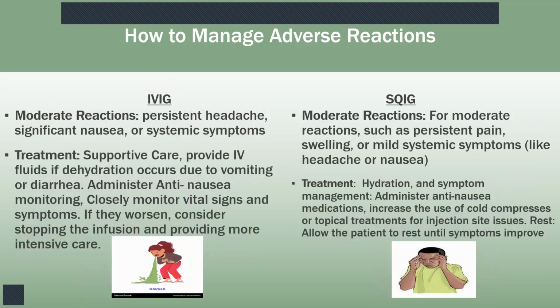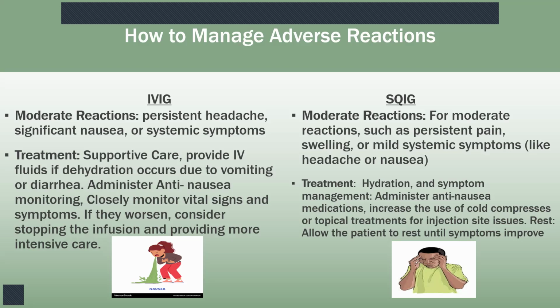And more of your moderate reactions with IVIG is persistent headaches, significant nausea, or systemic symptoms. And a lot of times you have to give IV fluids to help with dehydration, especially with the nausea if it gets continuously worse and they're vomiting, and Zofran to treat anti-nausea symptoms. And you need to closely monitor their vital signs. They can have blood pressure issues during these infusions.